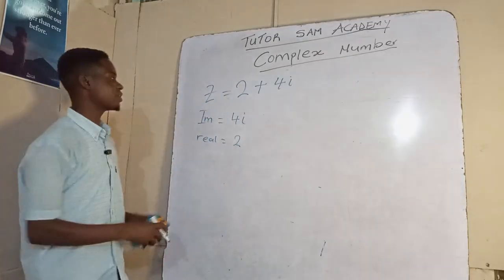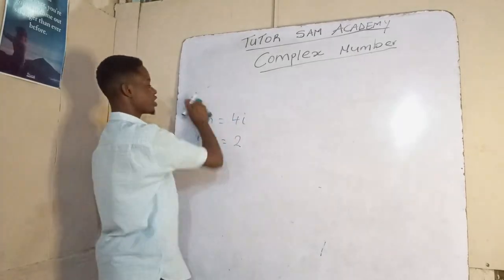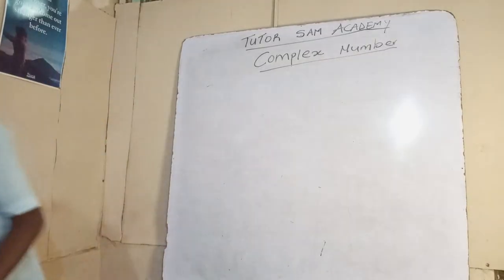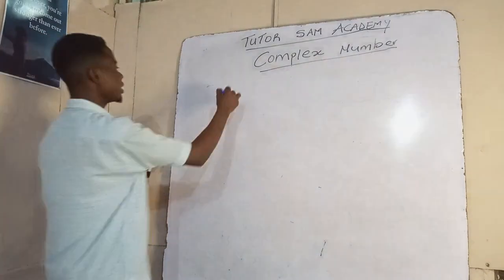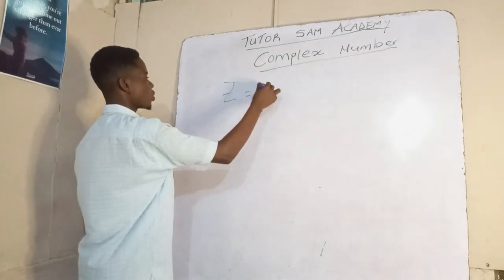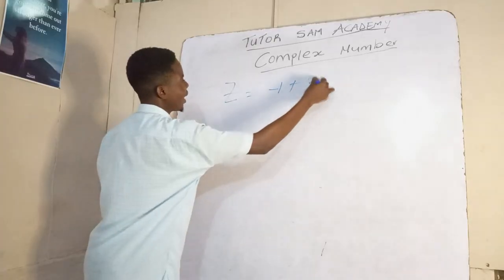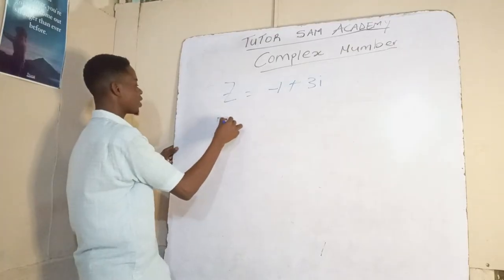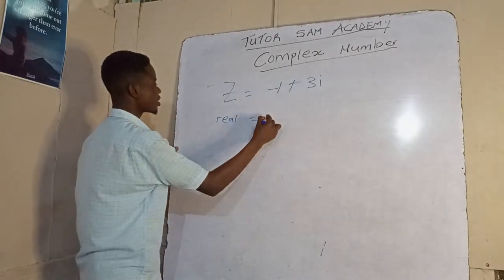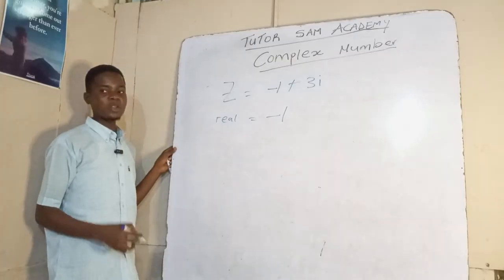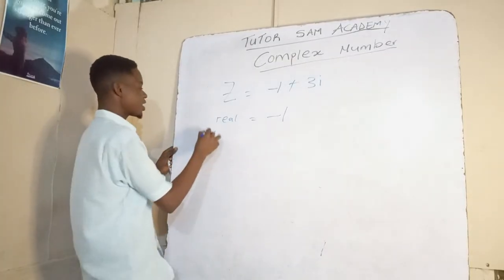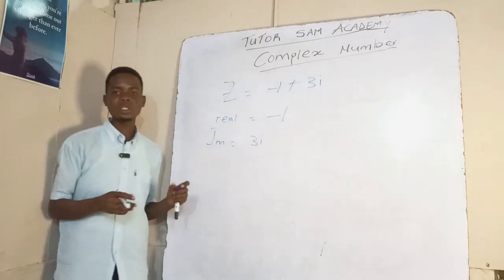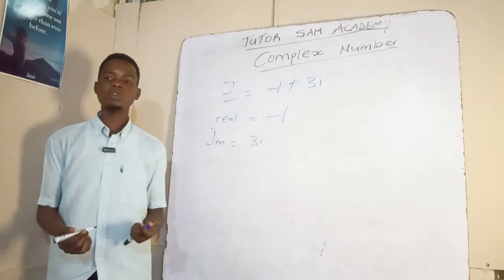Now, likewise, there are times that this will come with a negative. For example, let's say we have this, so that you will not see a negative in the exam and say the negative is not part of it. So let's take an example. Let's say we have minus 1 plus 3i. Are we together? So from here, my real part is what? Minus 1. Minus 1 is a real number, right? Then my imaginary part is what? 3i. So that is how to denote the real part and imaginary part of a complex number.